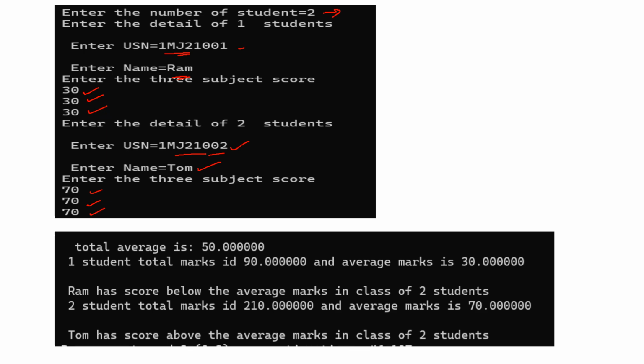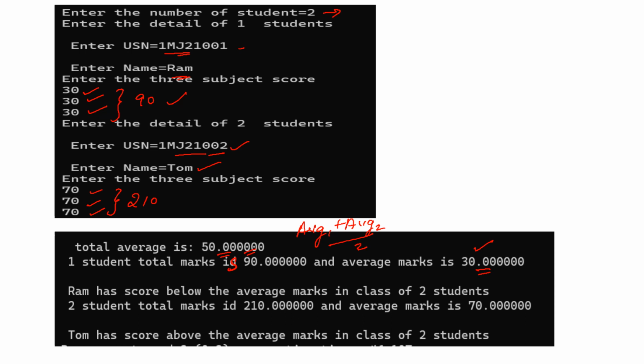So the total here will be 90, and here the total will be equal to 210. So we can see the display. The total average, calculated as average 1 plus average 2 divided by 2, is equal to 50. The first student's total marks is 90, correct, and the average mark is 30. So Ram has scored below the average marks.